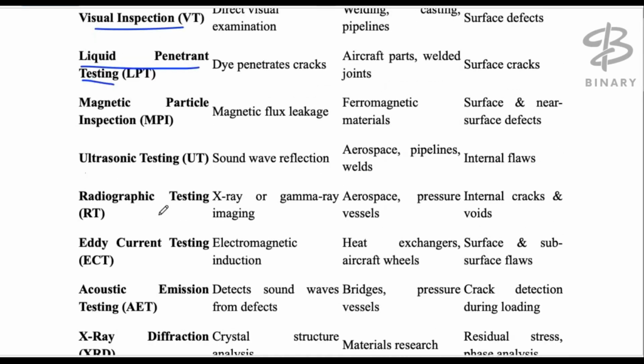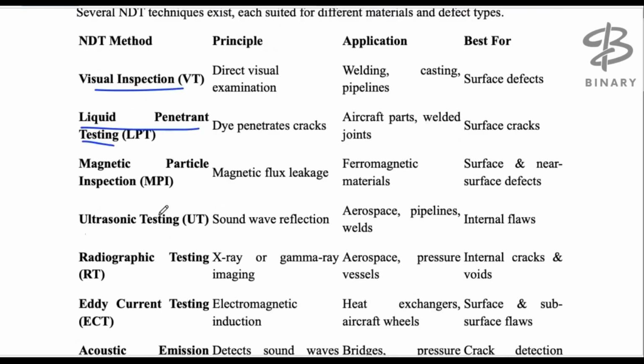You can see here, this is just a combination. Here we have all the details on a single page, that's why we have just a comparison. Take the name, for example, visual inspection. The principle is direct visual examination, which means you can only look at the product and see if there is any defect present.